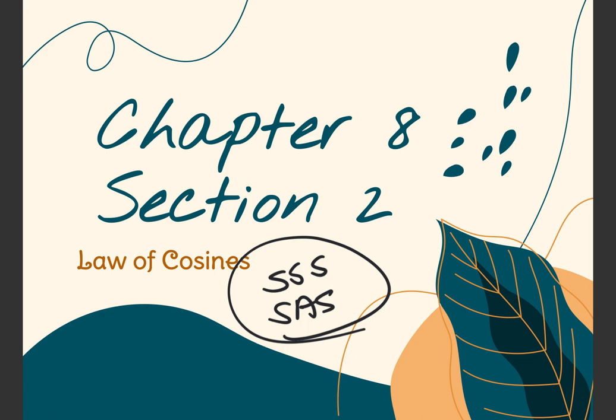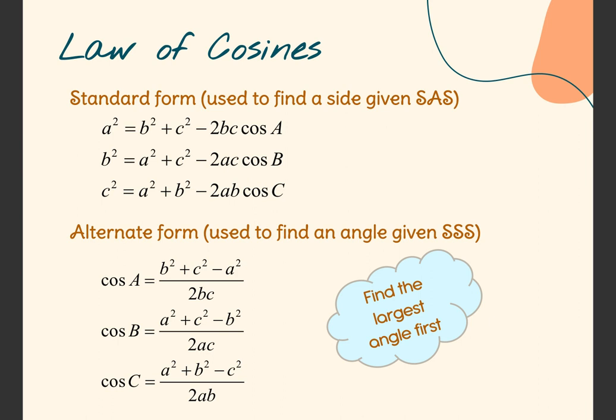In my opinion, law of sines to me is the most obvious. It's either all three sides or it's side, angle, side, which is one of each letter, two being sides. Those are when you're going to use law of cosines, and the other times are when you're going to use law of sines. The formulas for law of cosines were here. We said the standard form is used to find a side, and this would be if you're doing side, angle, side. And then the alternate form is used to find an angle if you're given side, side, side.